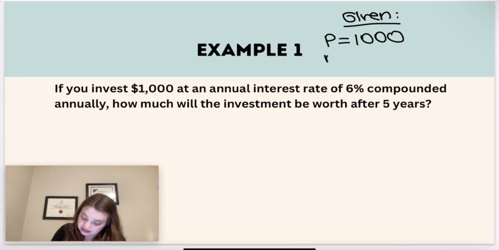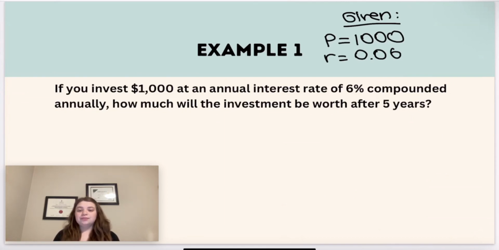The annual interest rate is 6%, which recall that when we write the rate, we want to write the decimal form. So the decimal form of 6% is 0.06. As a quick reminder for how we get from percentage to decimal, we take where the decimal is here and move it over by 2 places because a percentage essentially is just a fraction out of 100.